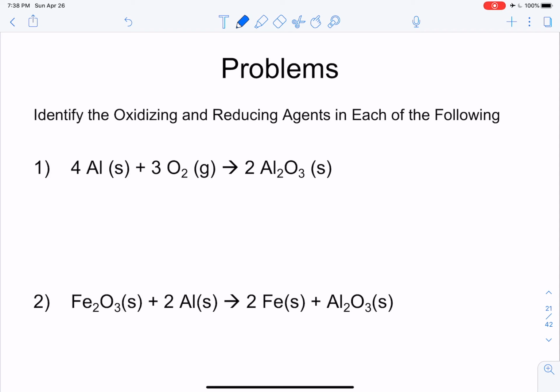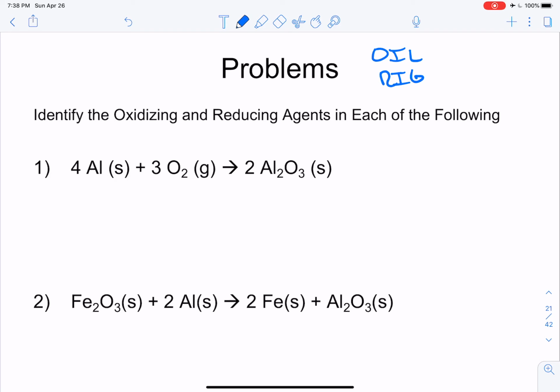So just to remind ourselves, we had the handy dandy little OIL RIG thing here, which meant oxidation is loss, and it was loss of electrons. And then reduction is gain, so it was gain of electrons. So let's take a look at number one.